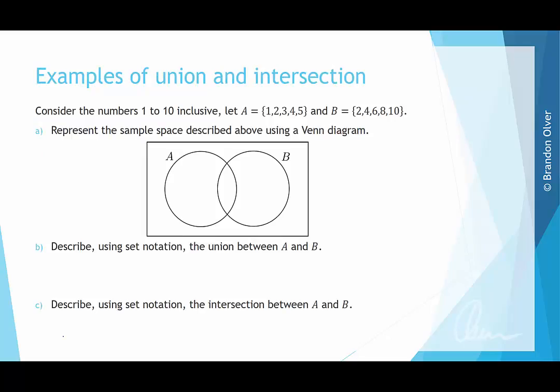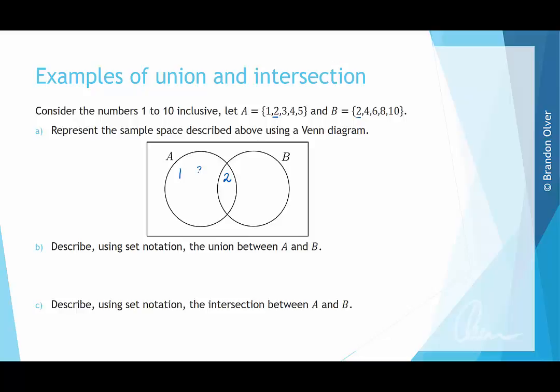We will next consider the numbers 1 to 10 inclusive, and we're going to let A be the set of 1, 2, 3, 4, and 5, and B be the set of 2, 4, 6, 8, and 10. For part A, we want to represent this sample space using the Venn diagram. 1 is part of A, 2 though is part of A and B. So it's going to go in this overlapping region to say that it's in set A and B.